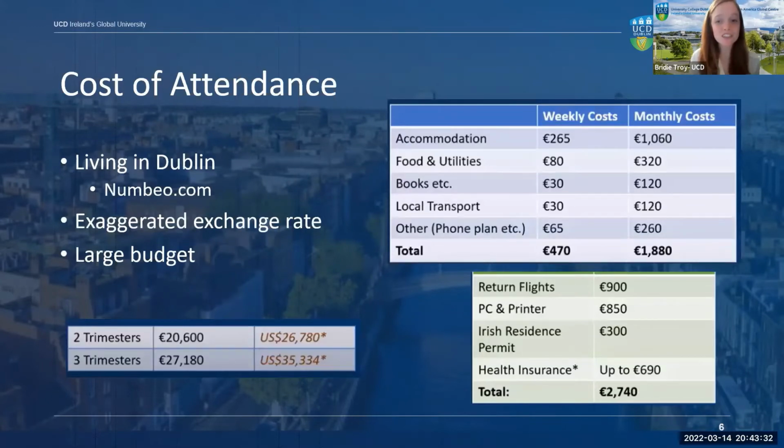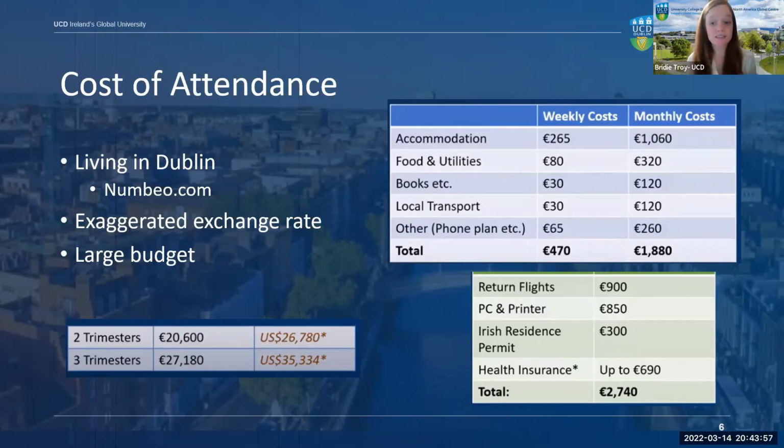Wonderful. So as mentioned, this COA is an exaggerated cost of living in Dublin, but we really highly recommend that you discuss with your families a realistic budget for a year at UCD. These are the amounts that we will put on this letter that says, this is the maximum amount that you can borrow to live in Dublin. And here is just an idea of where we're getting these numbers.